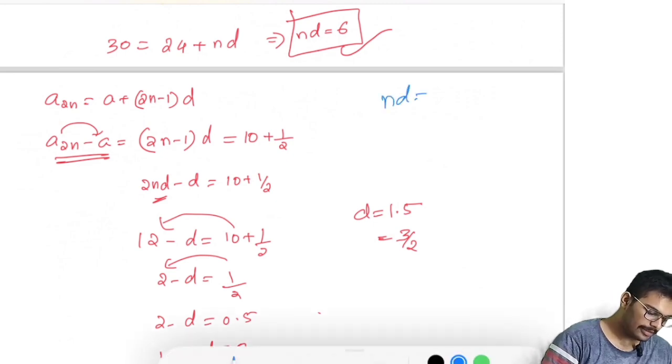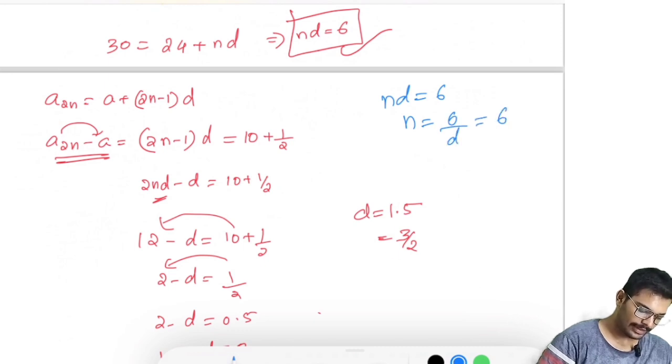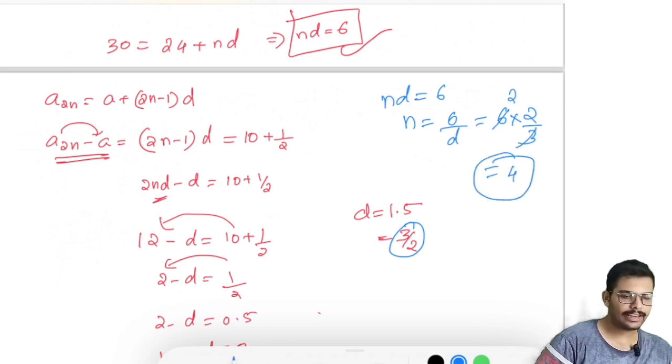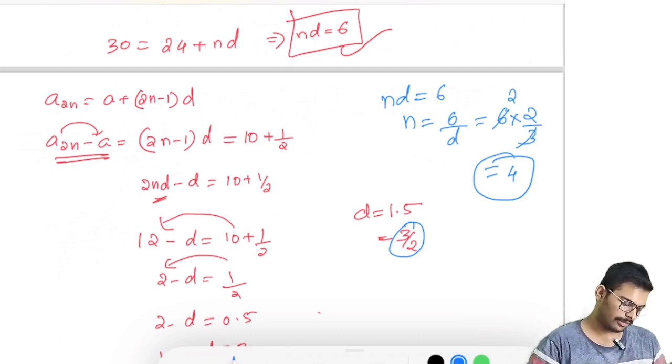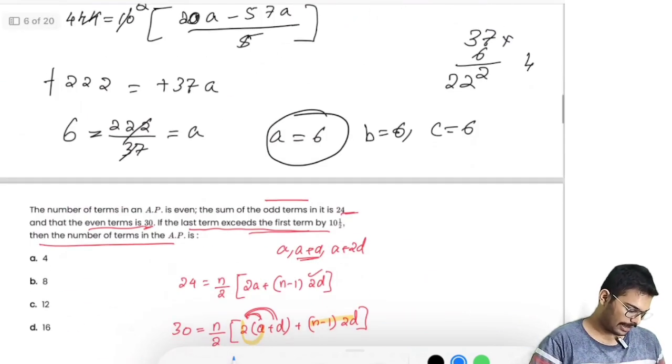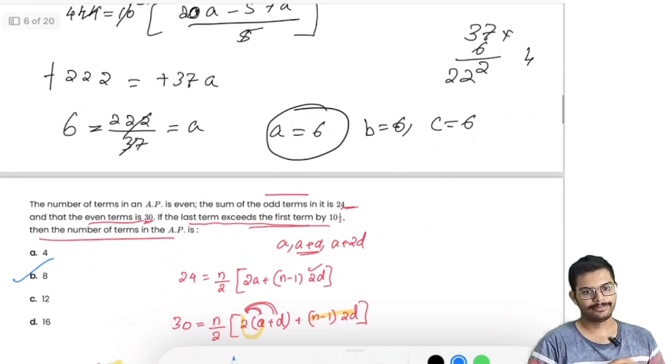n equal to 6, which means the number of terms is 6 divided by d. What is the reciprocal of d? d is 3 by 2, so the reciprocal is 2 by 3. This will be cancelled. It will be 4. Now n equal to 4 means n is the number of even terms or the number of odd terms. The total number of terms is 2n, which is equal to 8. Therefore, this AP has a total of 8 terms.